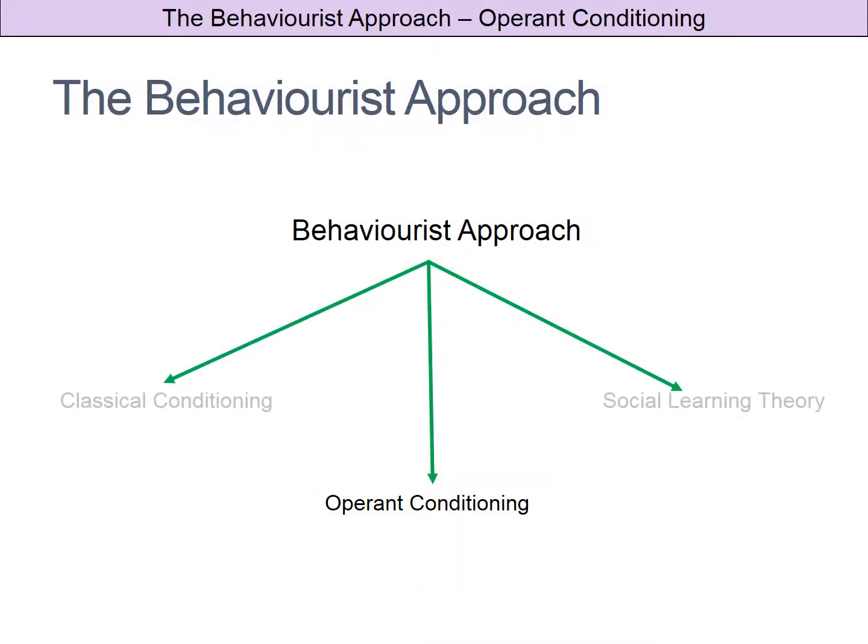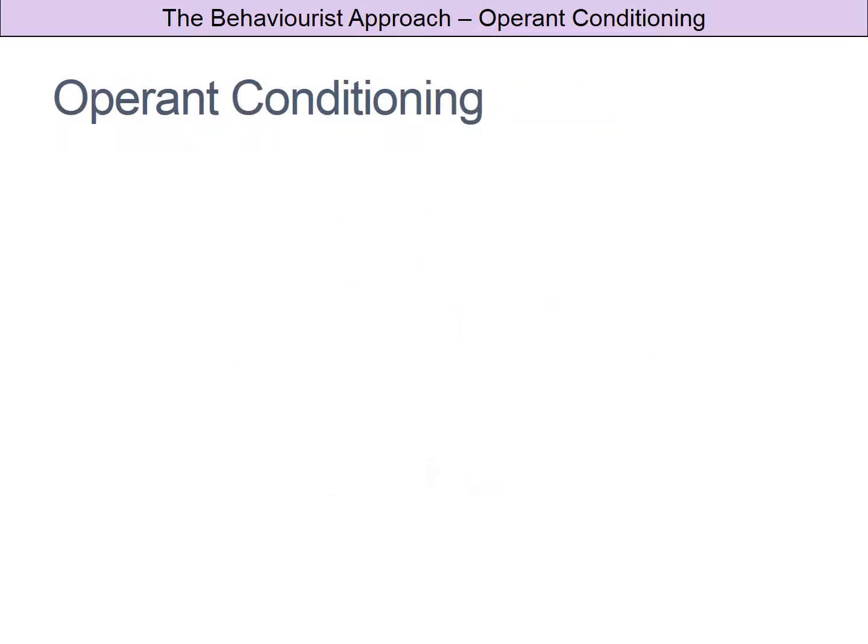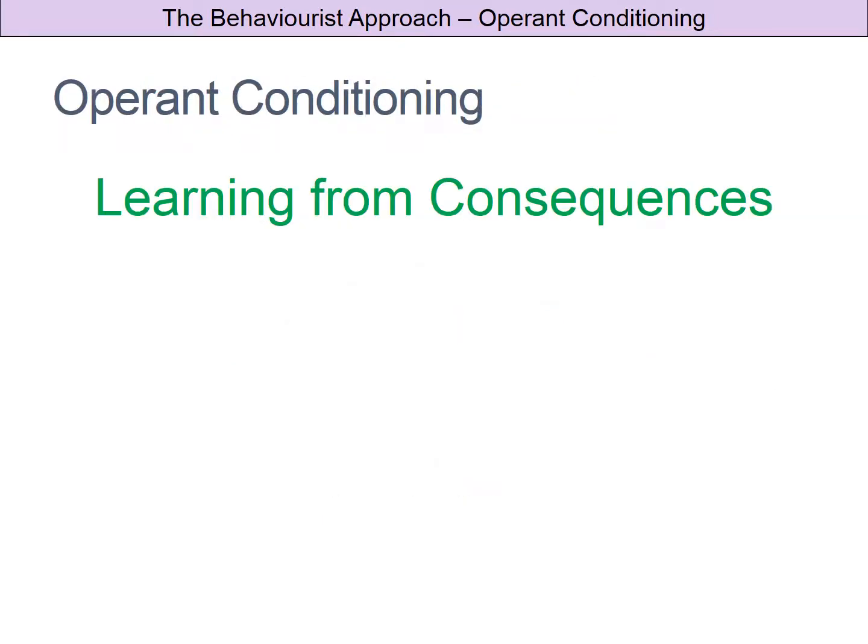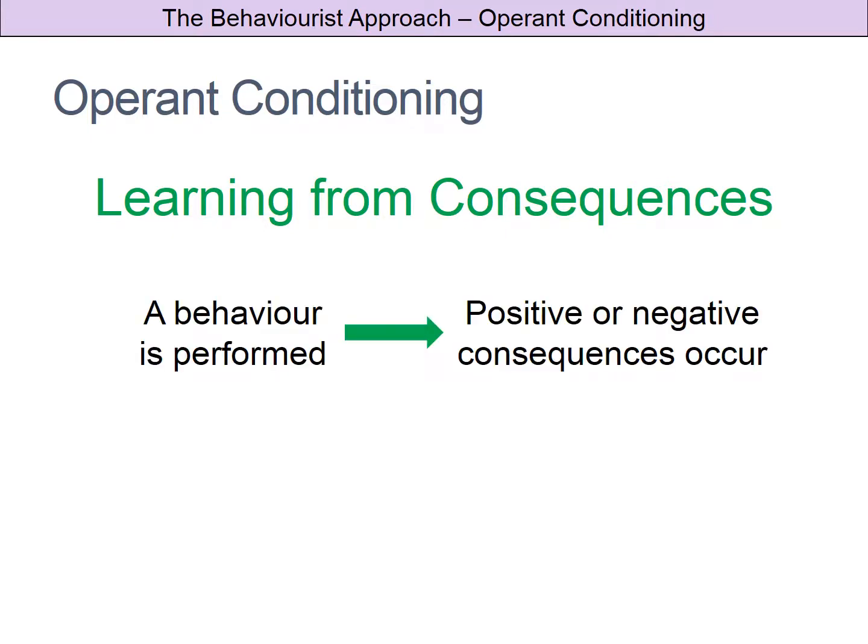In the last video we looked at classical conditioning. In this one we're going to move on to operant conditioning. Operant conditioning is, at its most basic, learning from consequences. So something happens, you perform a behaviour, and then you get a positive or negative consequence as a result, and then you're more or less likely to perform that behaviour again.